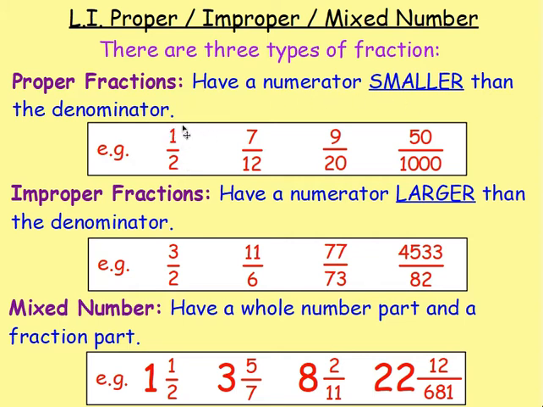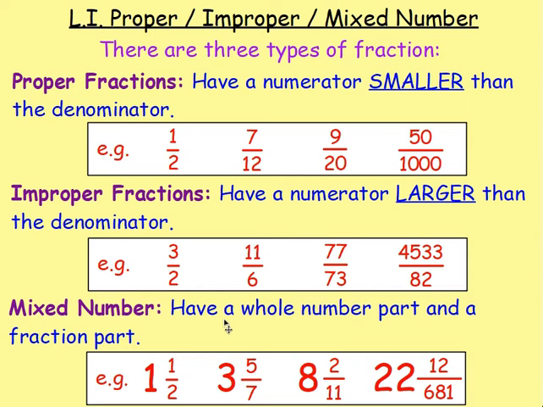So 1/2, you can see the top is smaller. 7/12, again, the top is smaller. The same with 9/20 or 50/1000. The number at the top is smaller, so it's known as a proper fraction. If it's the other way around, if the number at the top is bigger, it is known as an improper fraction, as you can see here.